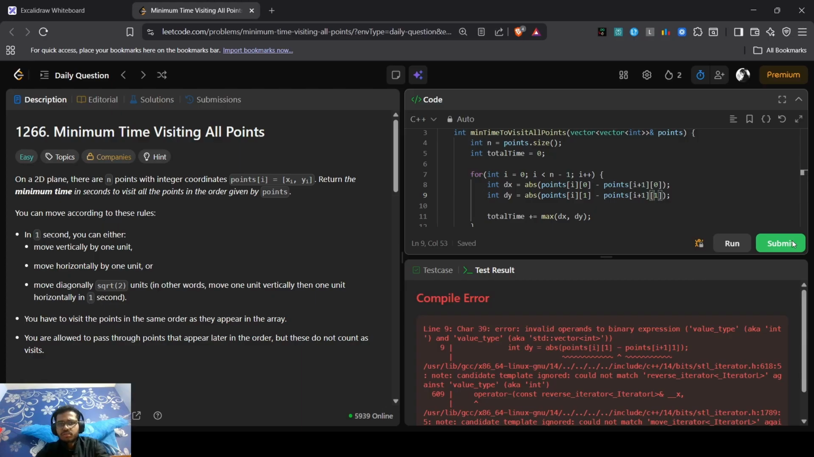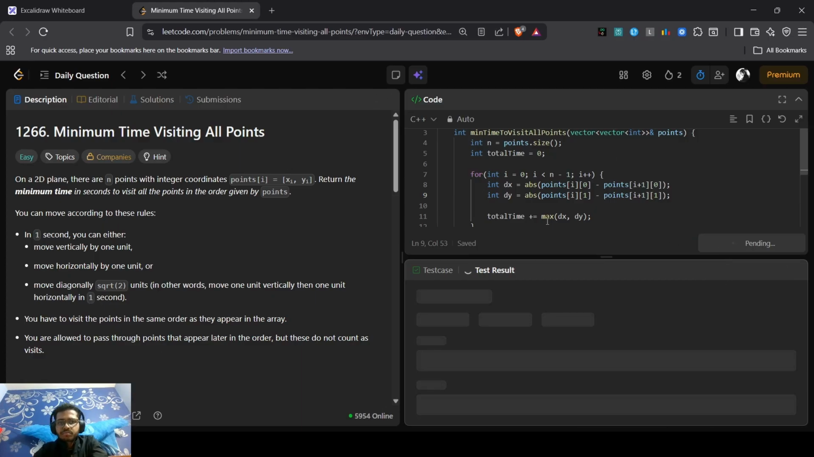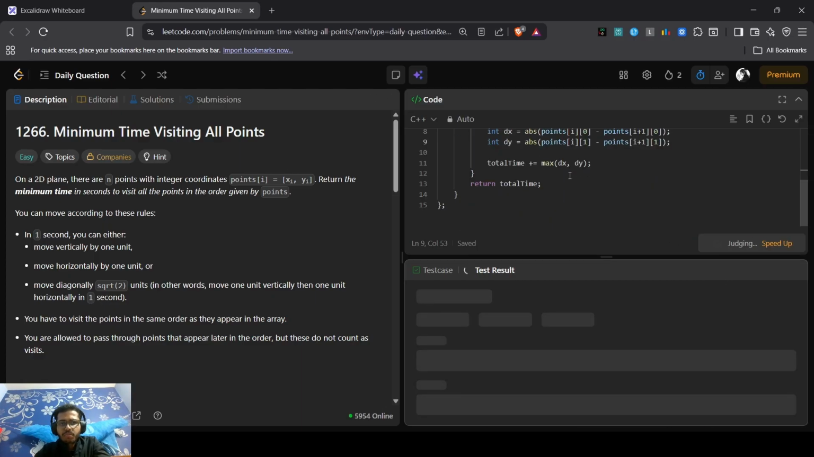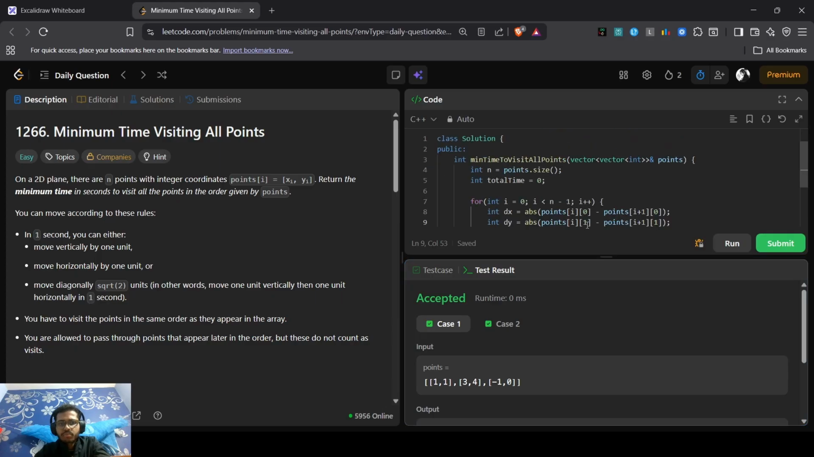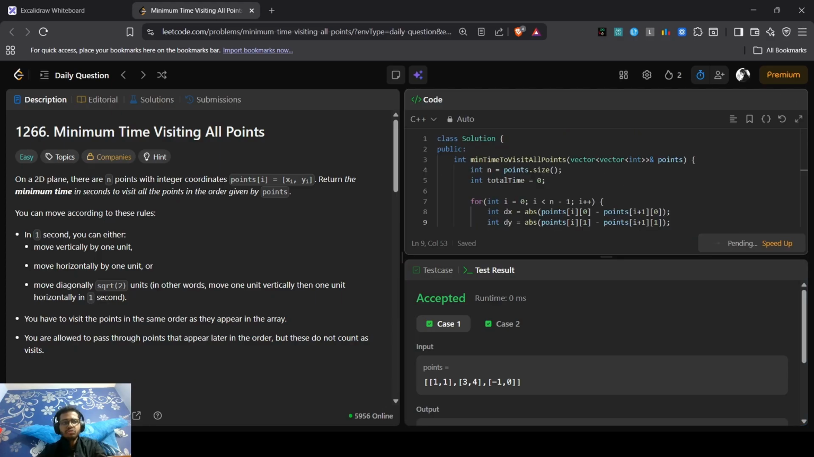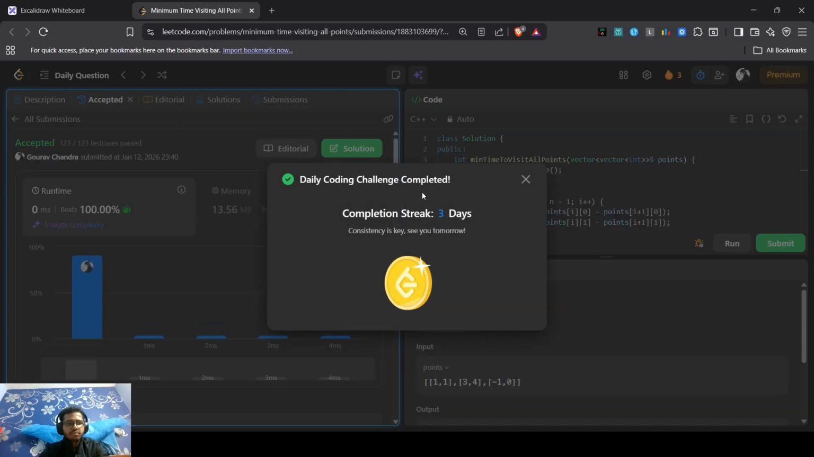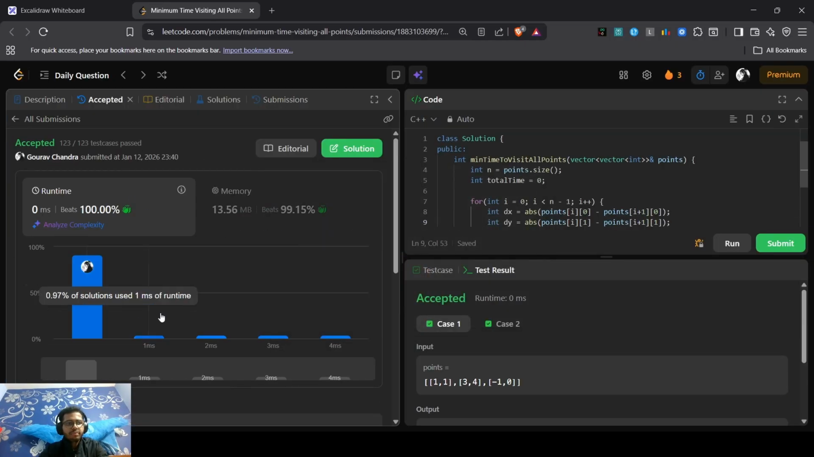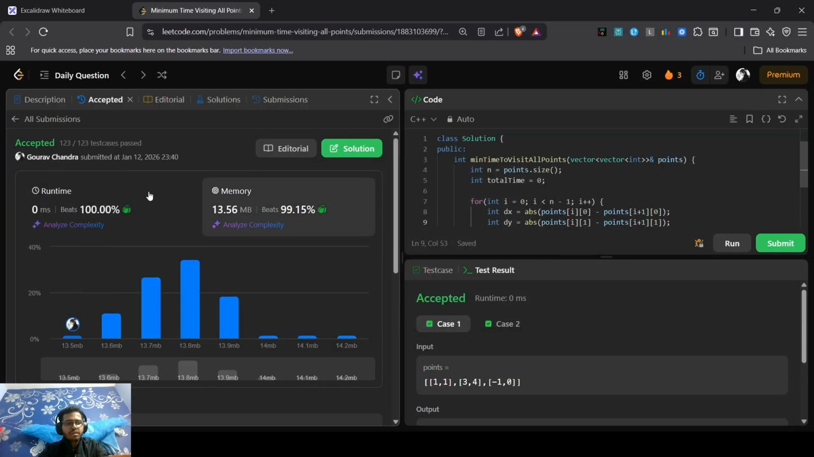Sorry for this minor error. It should compile now. Yeah, it compiles. Let's submit it. We should get an AC. Yeah, we got it. The best time complexity we could have got. The best space complexity we could have got.